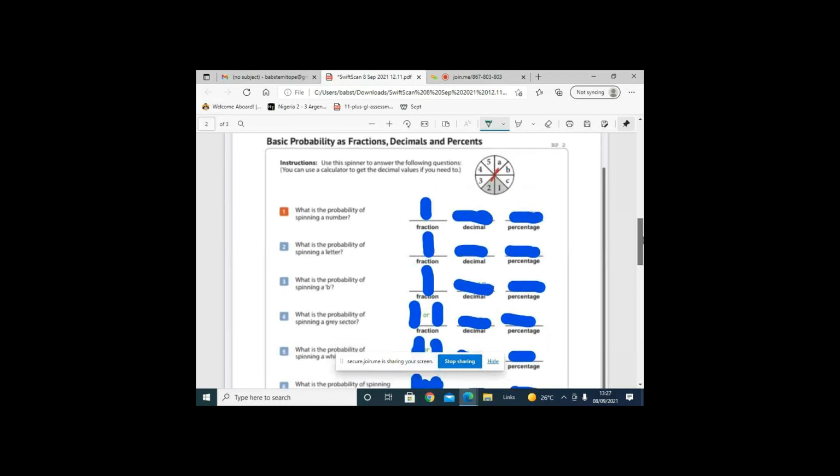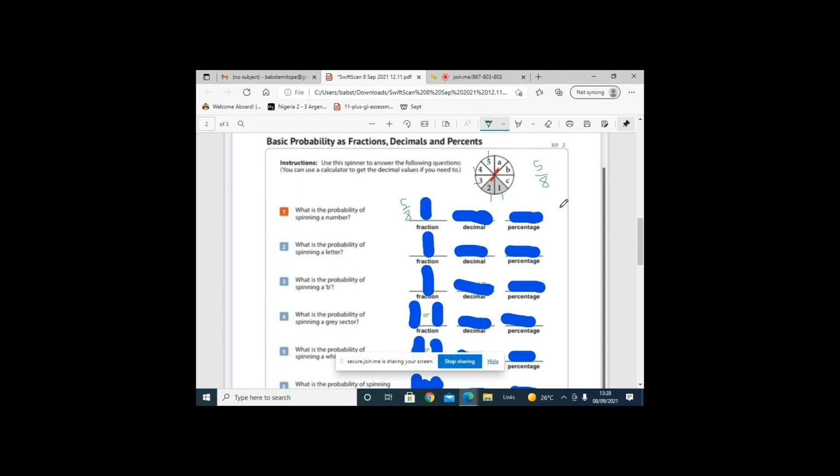So I will do the first one for you. Use this panel to answer the question: what is the probability of spinning a number? When you say a number, you have letters and numbers there. This is a number, this another number, this another number, this another number, this another number. So 1, 2, 3, 4, 5. So it's going to be 5 out of 8. So 5/8 is a fraction.